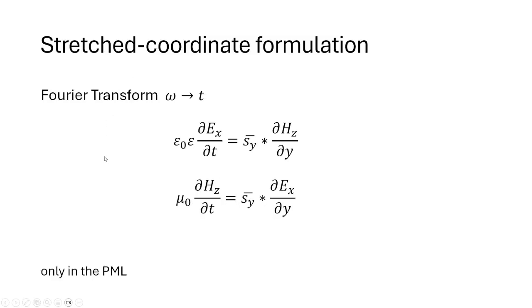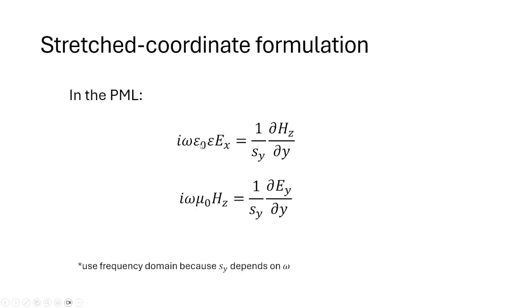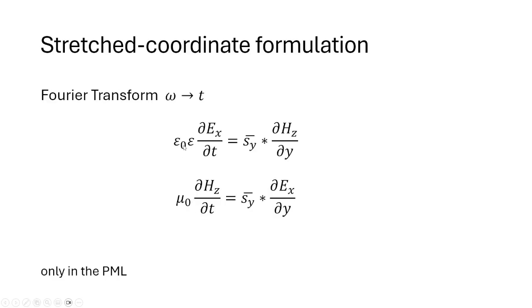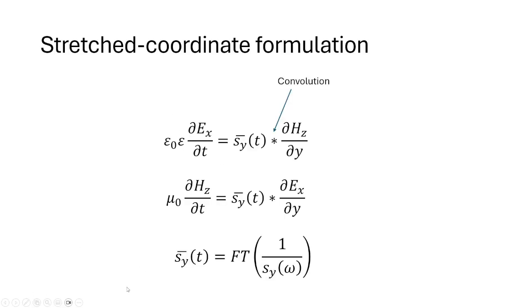All right, so if we want to solve this in FDTD, we need to do a Fourier transform. We need to go from the frequency domain to the time domain. So wherever you see an i omega, just change that to d by dt, and now you have a Fourier transform. And again, this is Maxwell's equations only in the PML. All right, so first, there's two things to look at here. First things first, we have these s_y at t functions here, and that's just the Fourier transform of 1 over s_y at omega. All right, well, that should make sense.